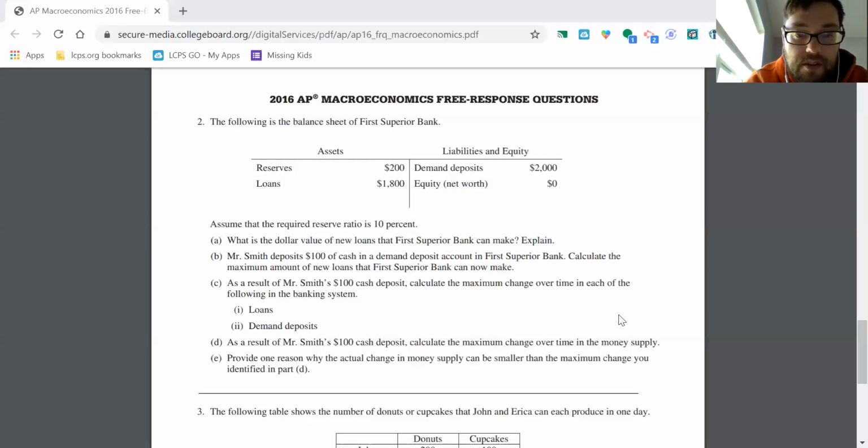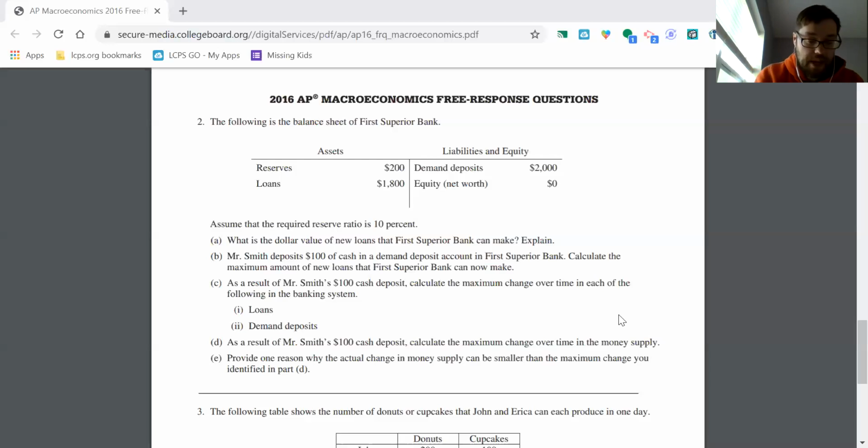So in the case of this one, we're talking about loans. You have to think back to part B. So we ended up getting an answer of $90, right? So remember the $100 deposit, the bank is only able to loan out that initial $90. So the question is asking about how many new loans. So you got to take that $90 that is lent out and then multiply it by the money multiplier. So you should get an answer of $900 for that.